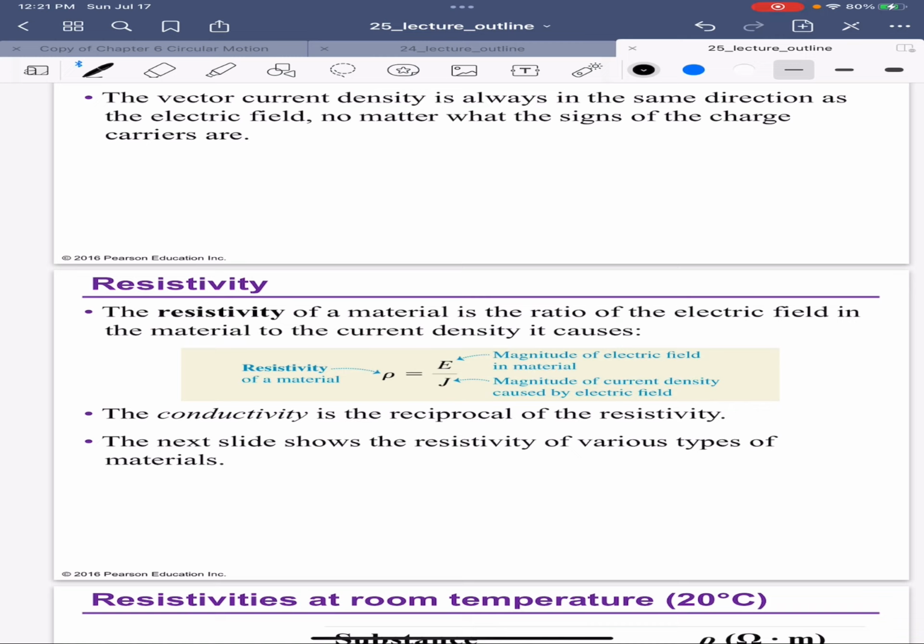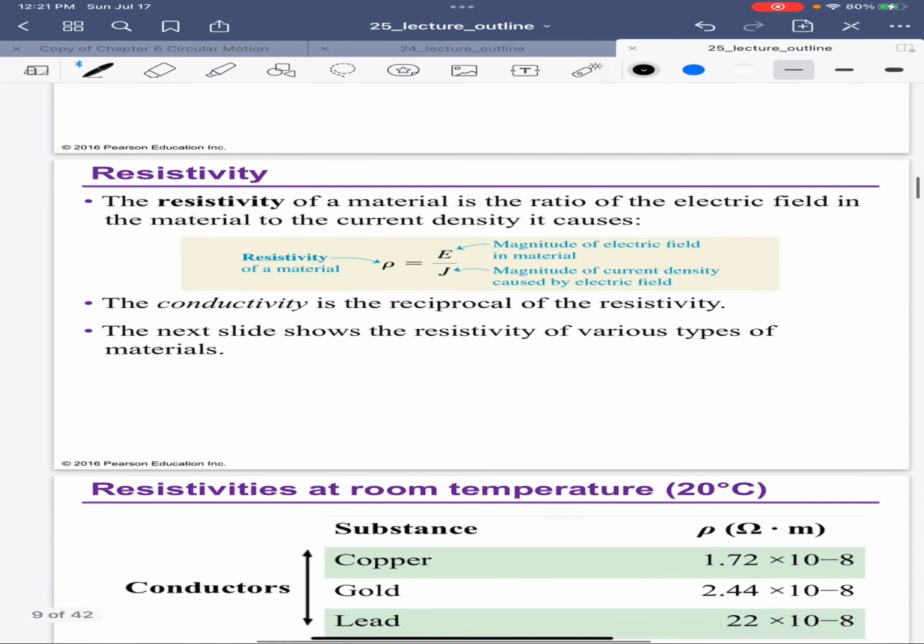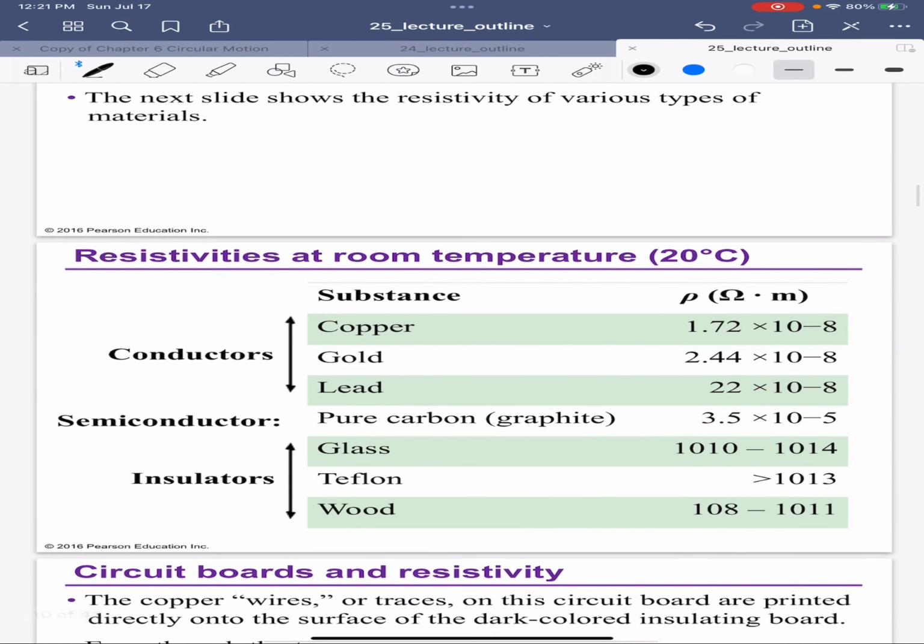The next slide shows the resistivity of various types of materials. Listed for conductors, for example, copper, it's 1.7 times 10 to the negative 8. It should be very low for conductors. Gold also is a good conductor. Lead also is an excellent conductor, if you look. Semiconductors are in the middle. And then insulators, of course, have large numbers for resistivity.